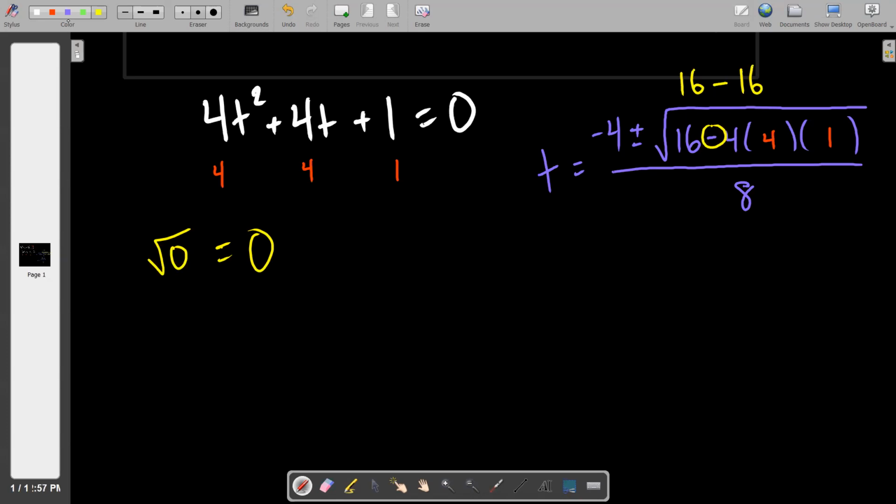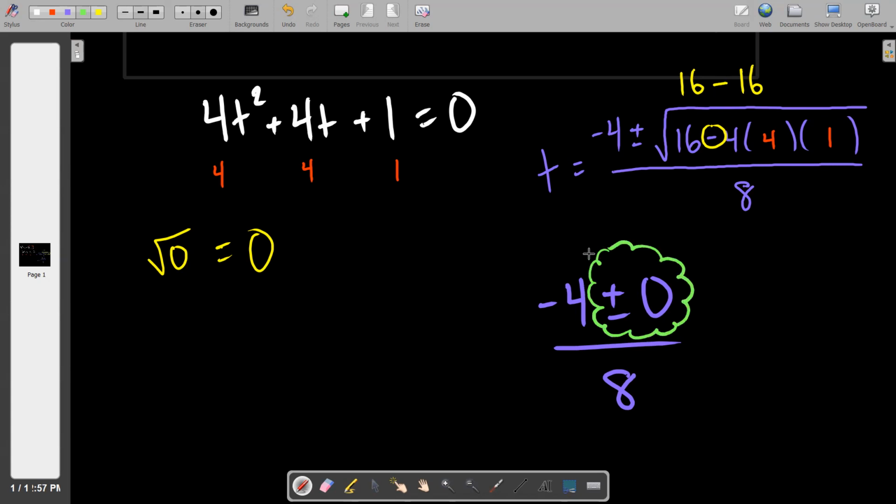Okay, so I want you to take a look at something real quick, and then we're going to come to a conclusion here. What this would say right now is -4 plus or minus 0 over 8. But what you just got done telling me is that if I were to perform the actions in that green cloud, what would happen? Nothing, which means that in a case like this, when your square root goes to 0, you actually only get one answer, and it looks like that.